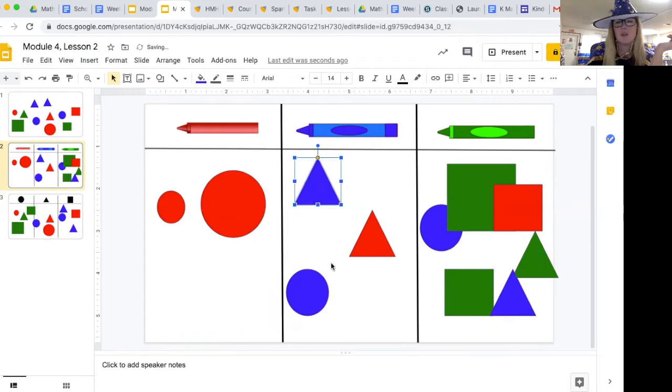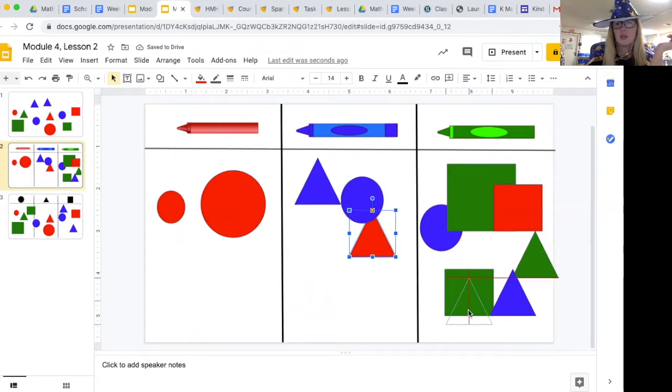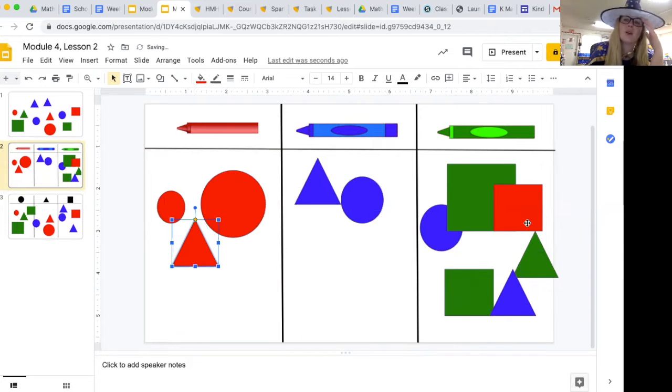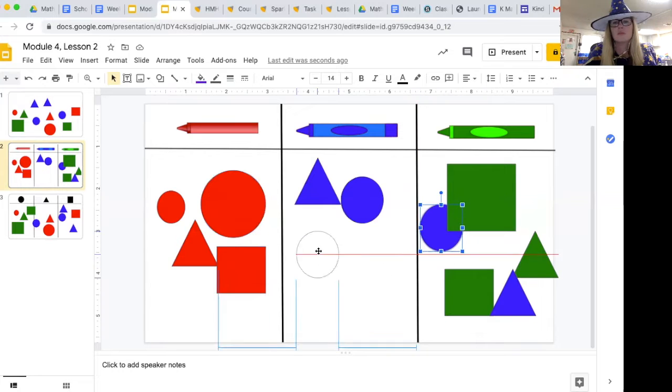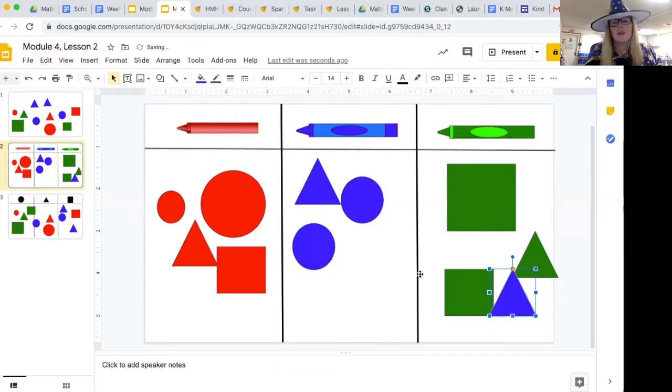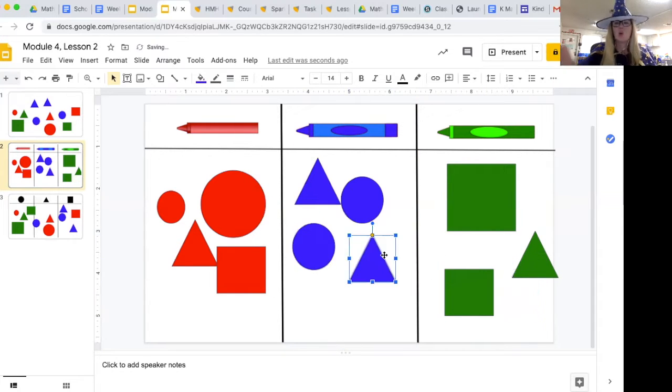How about this one? You guys are so smart. Oh yeah, this one stays here too. You're right. Should it go here? Right there? No? Why? Oh, it's red. It's right over here. So smart. My math stars. You guys are so amazing. Okay, am I good? No? Oh, those little blue ones. They need to go, yep, in the blue column. You're right.